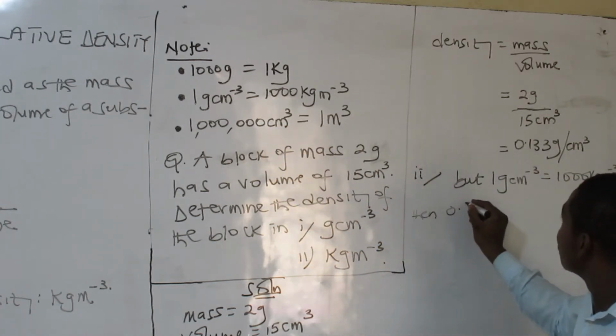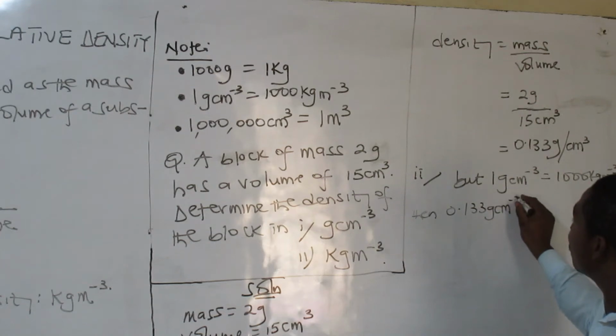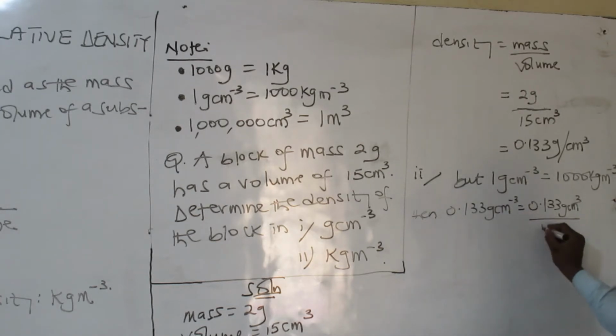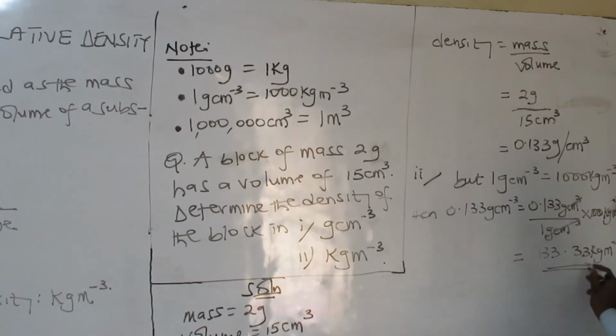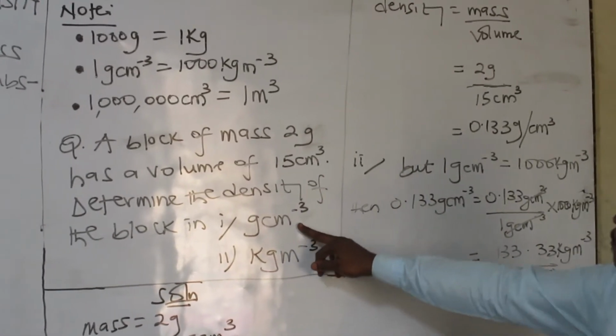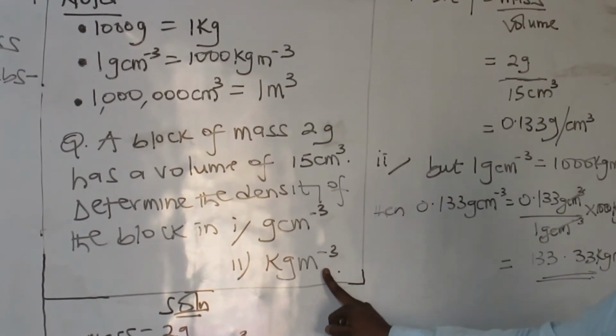Then 0.133 gram per cm cube times 1000 kilogram per cubic meter. The gram per cm cube goes under it because of this approach I'm using, so this and this will cancel, as you can see. Now 0.133 times 1000 is 133.33 kilogram per cubic meter. So that is what you are going to get for the density. Calculate and leave your answer in this form. I've done that. Calculate and leave the other answer also in this form.